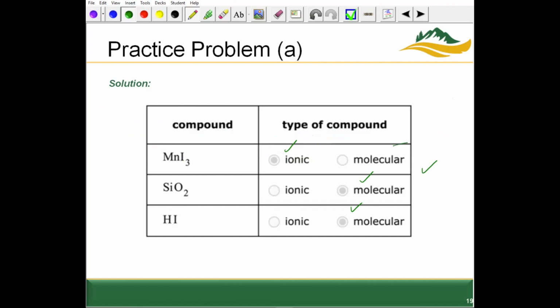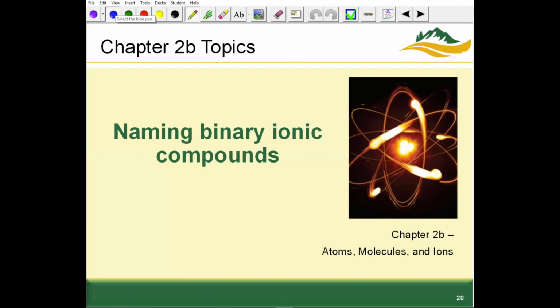Now again, if we can classify these, then we can know how to name each compound. Ionic compounds are named differently than molecular compounds. Molecular compounds we just went through today, so there's different prefixes. Ionic compounds we worked on last time, and we'll do a little bit more review on it later today. So let's go into this topic now for more practice, naming binary ionic compounds.